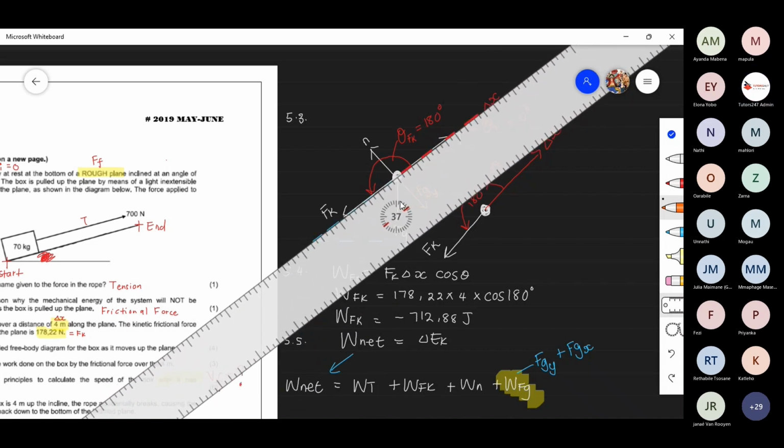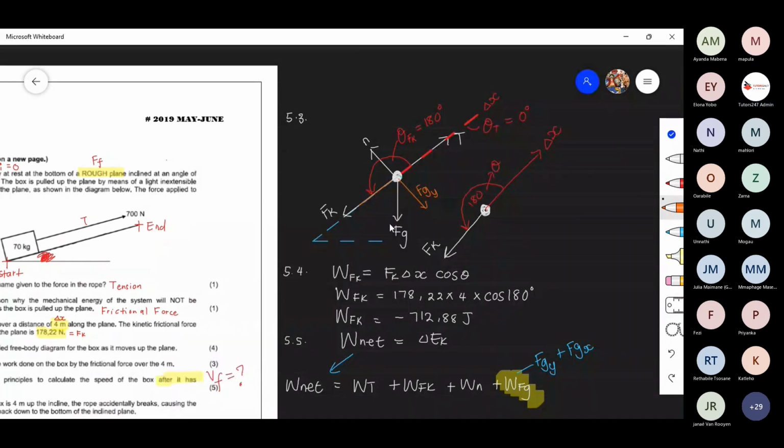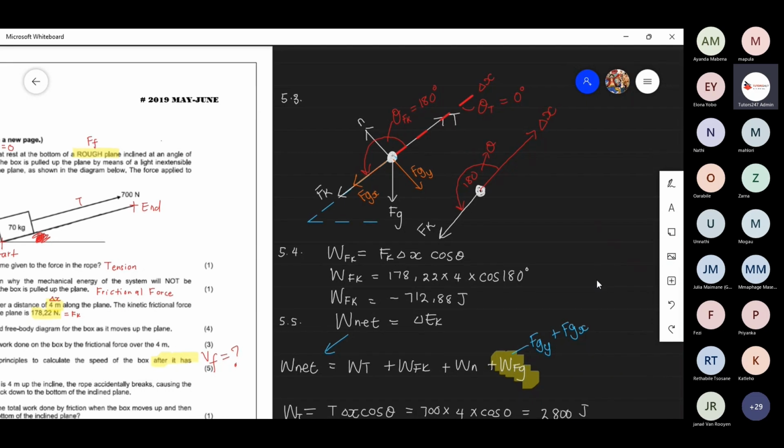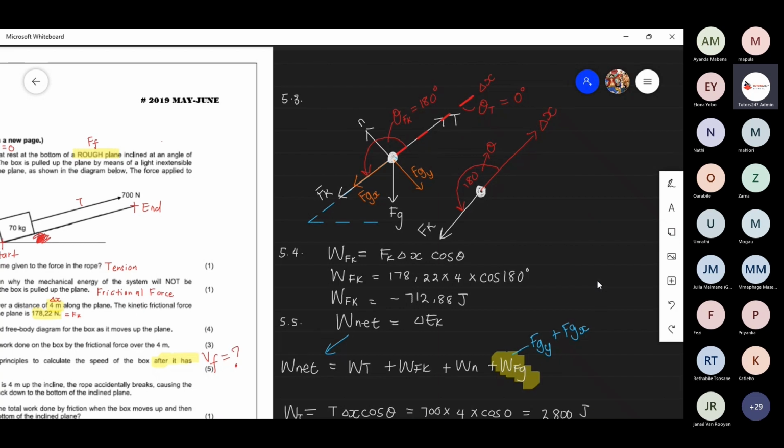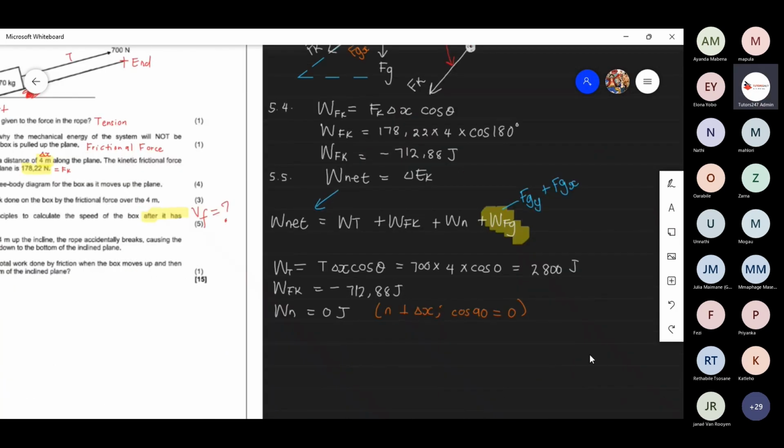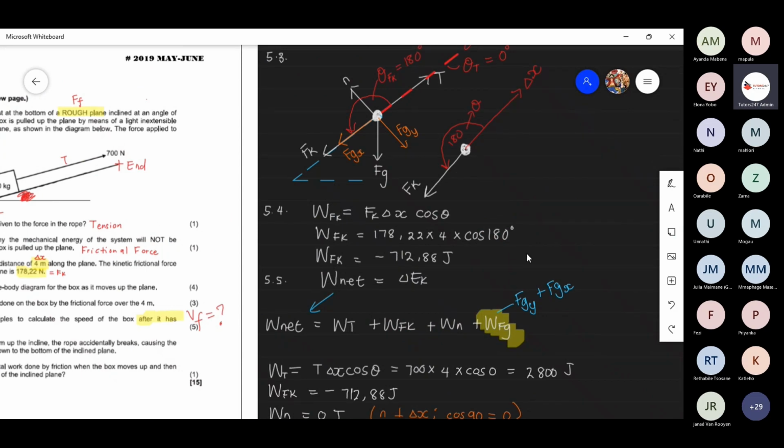So we have Fg. Hopefully you are able to see that, and that is Fgx, my parallel component. So I'm now going to calculate the work done by Fgx and Fgy. Something important, even before we start, you don't actually have to include Fgy because it's always going to be 0. Because keep in mind, our angle between normal force and displacement is 90.